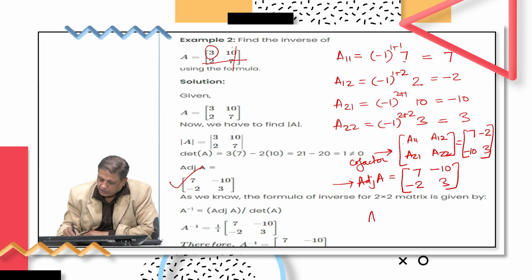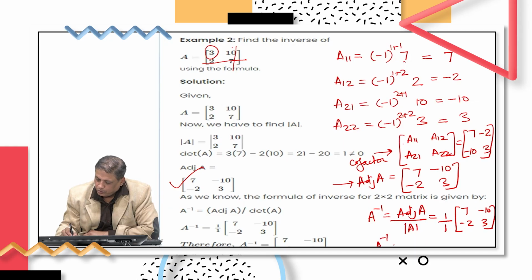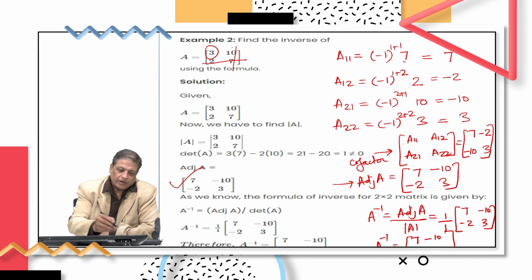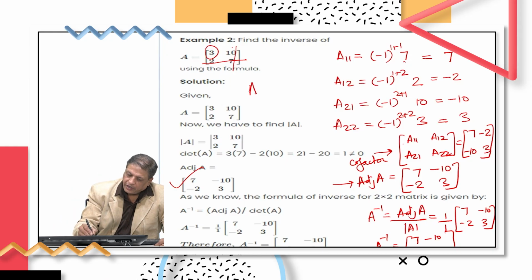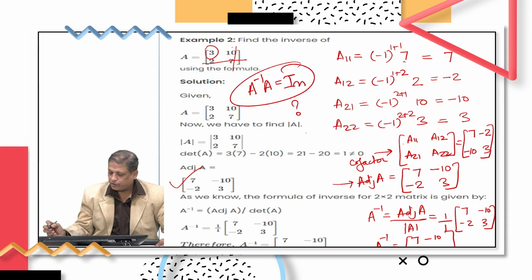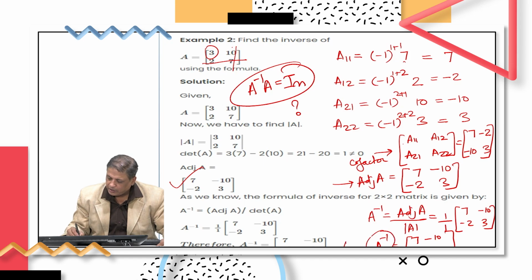Now A inverse will be equal to the adjoint of A upon the determinant of A. The determinant of A is 1 and the adjoint of A is 7, minus 10, minus 2, 3, divided by 1. So A inverse will be equal to 7, minus 10, minus 2, and 3. You can verify it by performing the matrix multiplication and check whether A inverse into A is equal to the identity matrix or not. You can check it yourself by multiplying A inverse with A.